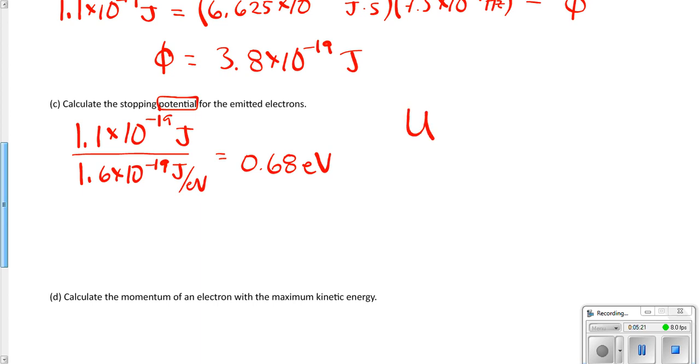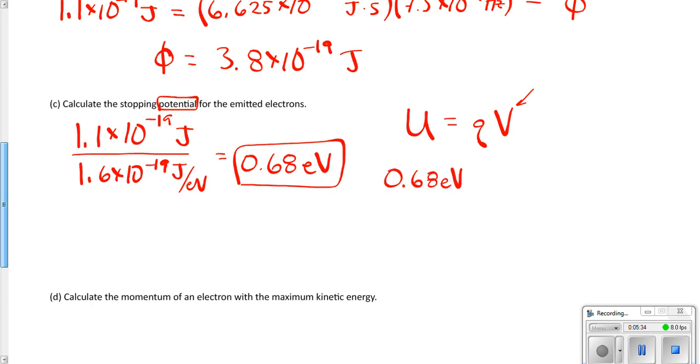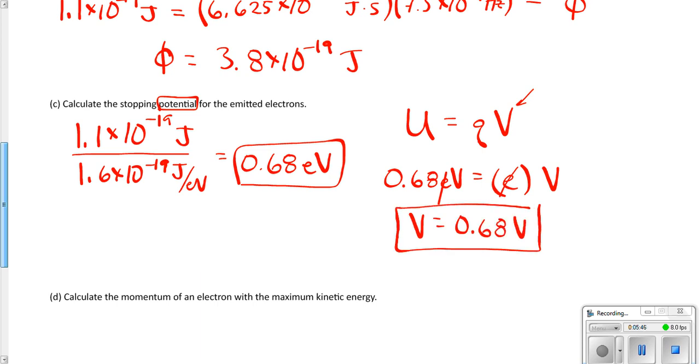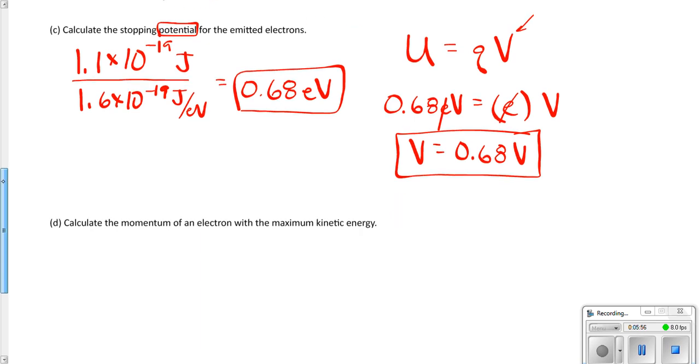Now, according to the equation, energy equals QV, we can solve for the voltage required to eliminate this much energy. So 0.68 eV of energy equals the charge, which we're stopping, which is e, times the voltage necessary. Voltage equals 0.68 volts. That is the potential required to stop that electron from progressing any further. Basically, you're taking away the velocity of that electron.